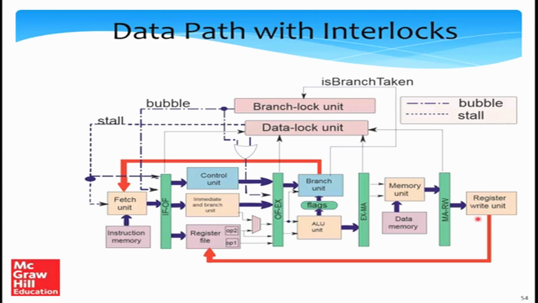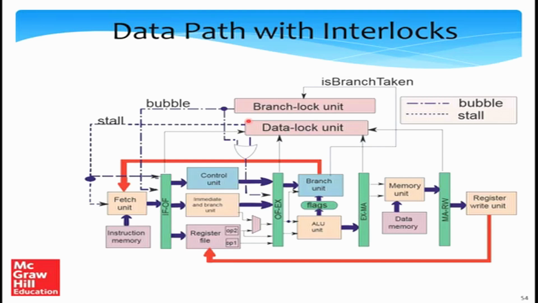What happens is, if we decide that the branch is taken, then we send a bubble signal to the IFOF register. This converts the instruction going from the IF stage to the OF stage into a bubble. Simultaneously, we also send a bubble signal to the OFEX register, such that in the next cycle, the instruction that goes from the OF stage to the EX stage also gets converted to a bubble. We have an OR gate over here because a bubble signal can come from the data lock unit as well as from the branch lock unit.